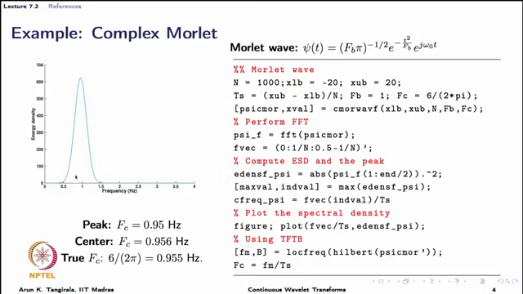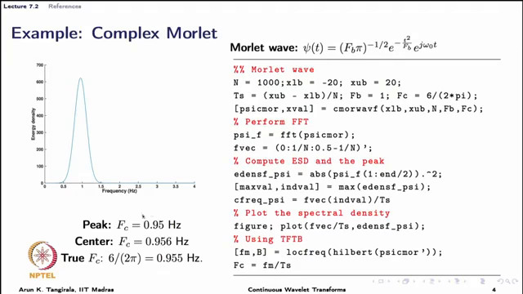Now, when I look at this energy spectral density and I pick the center frequency visually, more or less it corresponds to the peak frequency because of the symmetry. So, the energy spectral density looks more or less symmetric. Therefore, I may say that the center frequency is the peak frequency itself, which is nearly true for this Morlet wave.